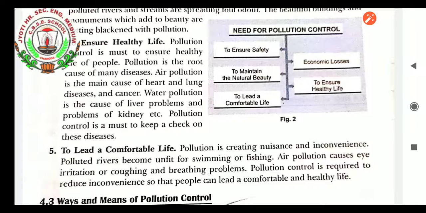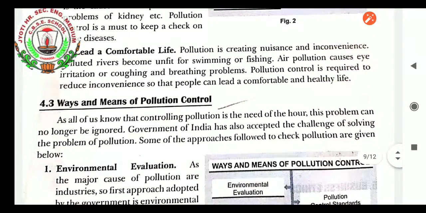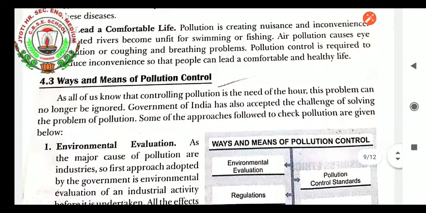The rivers become unfit for swimming or fishing. Air pollution causes eye irritation, coughing and breathing problems. Pollution control is required to reduce inconvenience so that people can lead a comfortable and healthy life. That is the need for pollution control. Ways and means of pollution control. The following are the ways to control pollution.